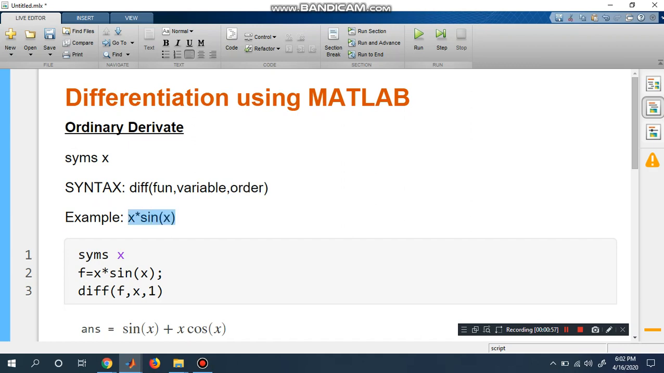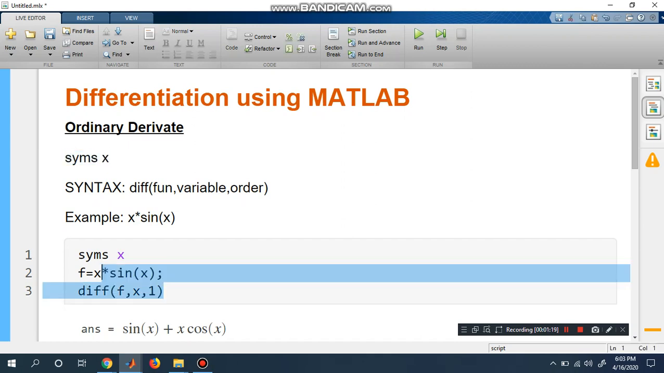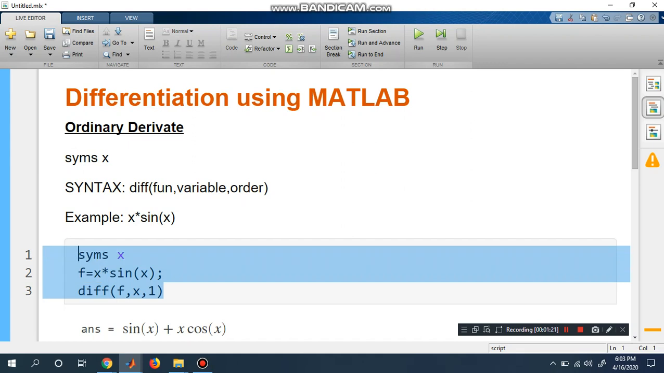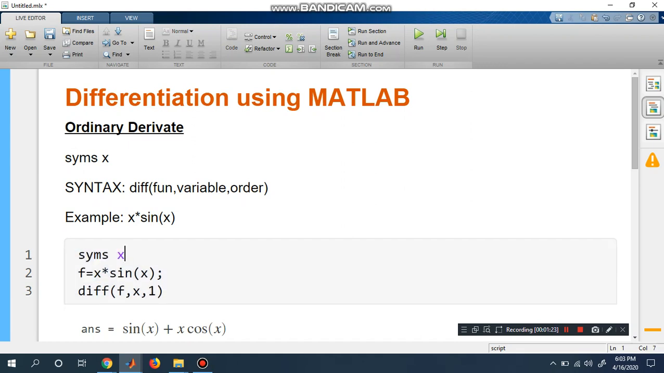Observe here, this is the function in terms of x. The input is in terms of the variable x, and after differentiating, the result is also in terms of the variable. So that means x we have to define as a symbol in MATLAB. For that the syntax is syms x. See, these are MATLAB syntax, syms x to define the variable as a symbol. Now this is the function x into sin x.